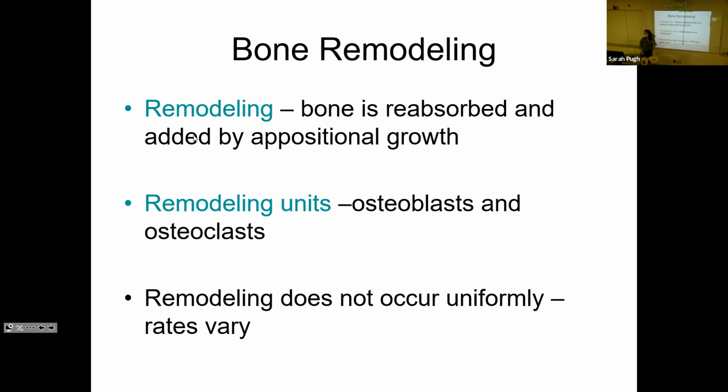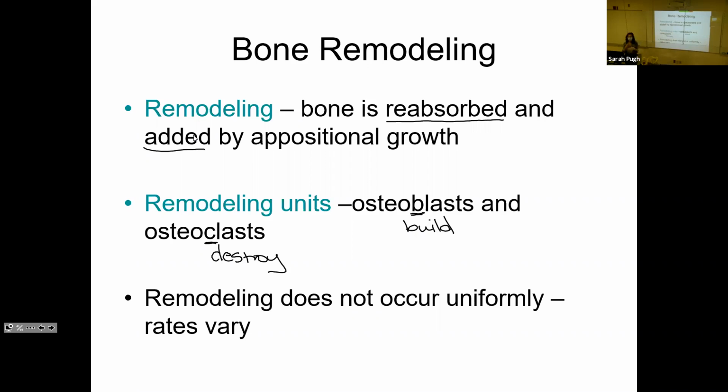So bone remodeling just means that your bone is constantly being reabsorbed, and that just means broken down, and added anywhere where you need it. The cells that are reabsorbing and adding bone are the osteoblasts. Remember, the B for blast means build. And osteoclasts, remember CD, they destroy. So we say these are our remodeling units. These are the cells that are breaking the bone down and building it up.